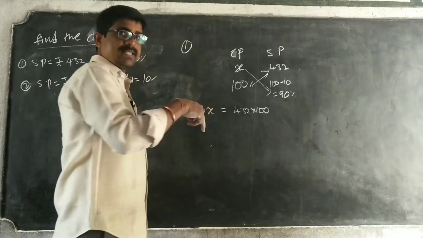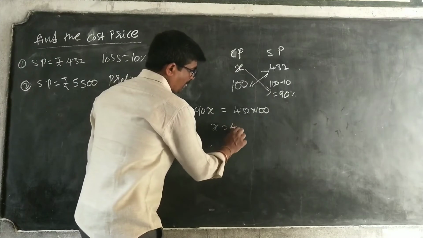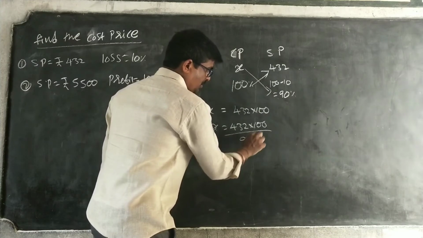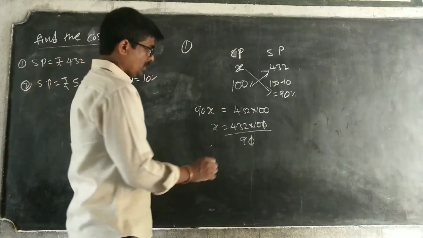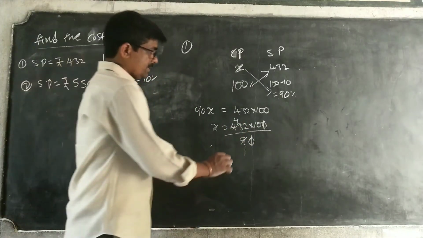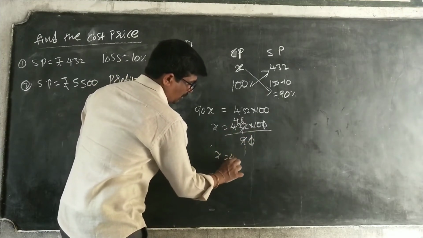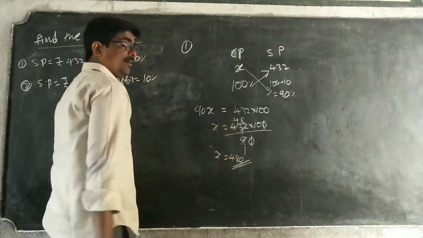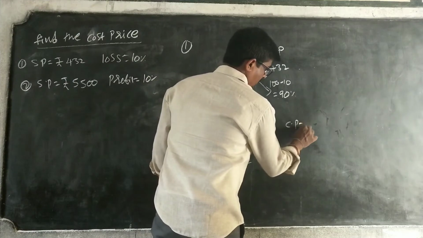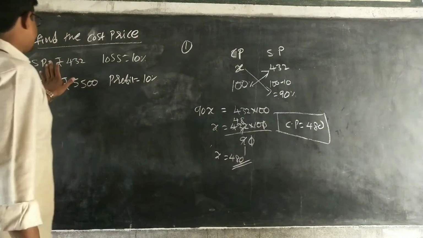What is x? It is the cost price. We have to find x only, that is the cost price. Therefore, x is equal to 432 into 100 by 90. The 0s get cancelled. Now, 9 1s are 9, 9 4s are 36, 7 is the remainder, 9 8s are 72. So x is equal to 480. That is the cost price. Therefore, cost price is equal to 480. This is for whenever the selling price is given.